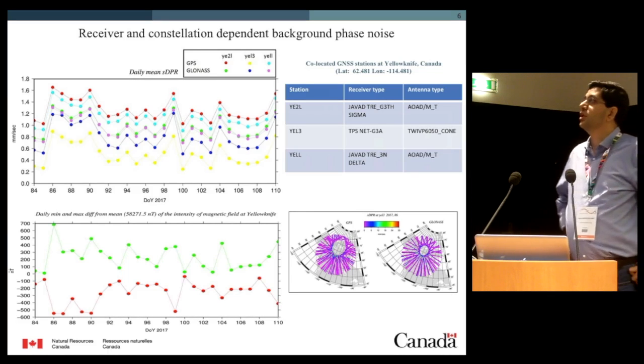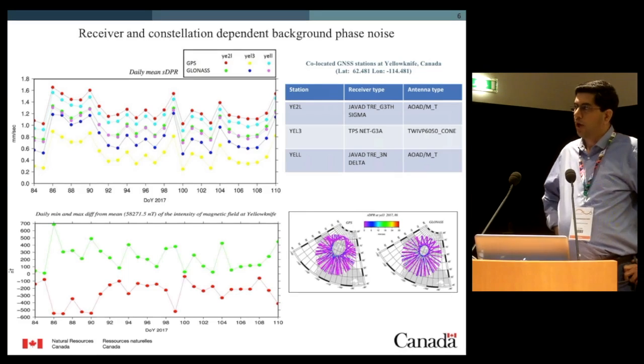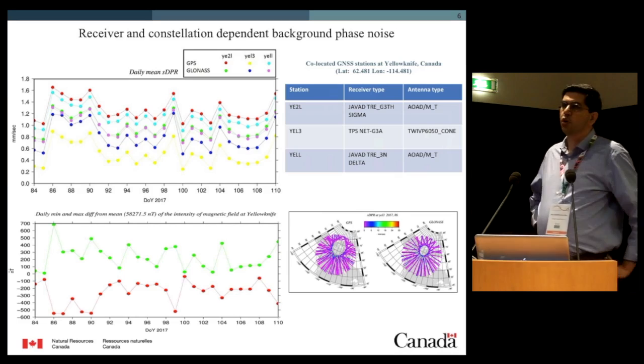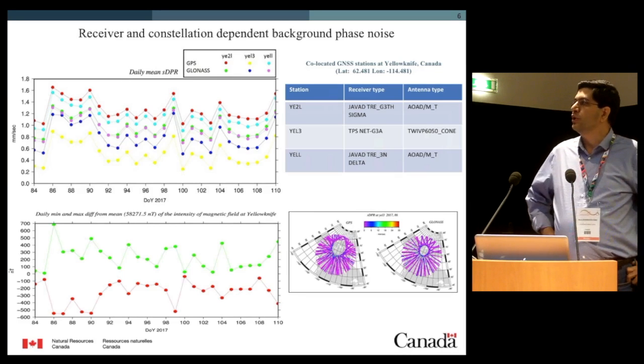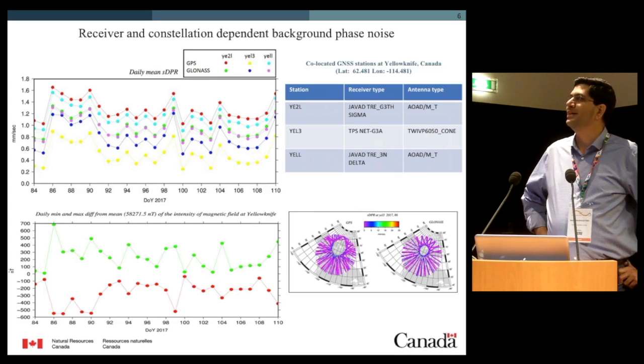And the values are color-coded: GPS average daily for different receivers, and GLONASS average. On the bottom left, you can see we have collocated magnetometers operated by the Geological Survey of Canada of NRCan. You can see the max and mean of the magnetic perturbation, mean subtracted.